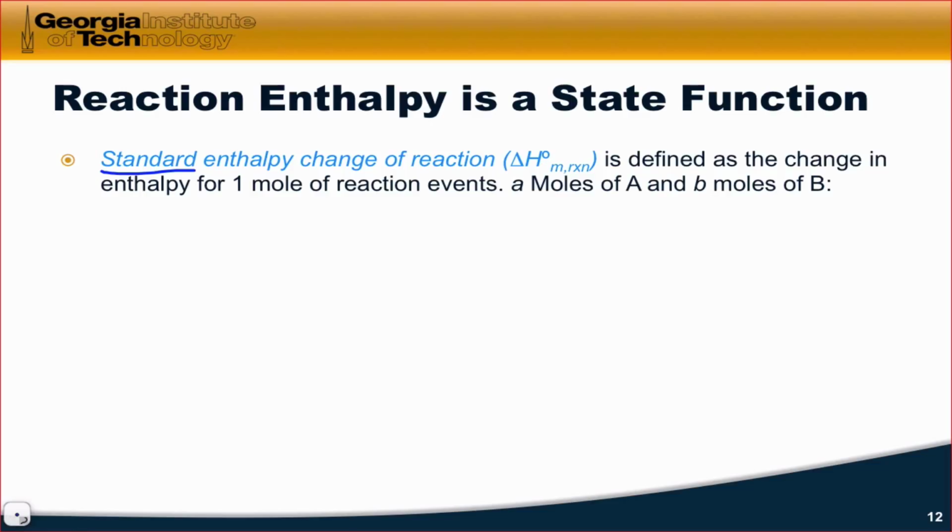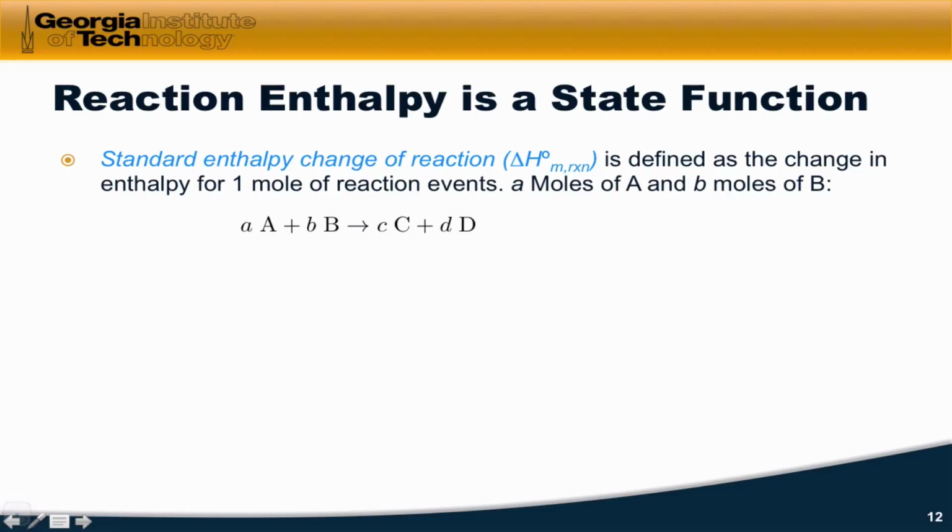And the standard enthalpy change of reaction is defined as the change in enthalpy for 1 mole of reaction events at the standard pressure of 1 bar. And so a moles of A and b moles of B in a general reaction like this, where a and b might be non-1, might not be equal to unity, the standard enthalpy change involves a moles of A and b moles of B forming c moles of C and d moles of D.